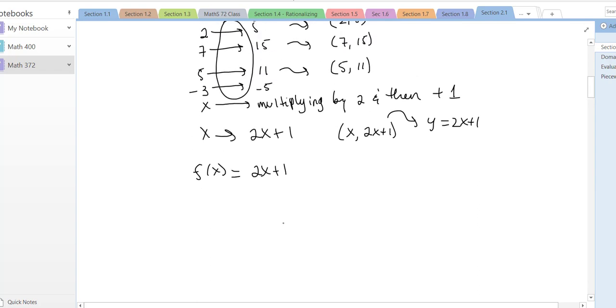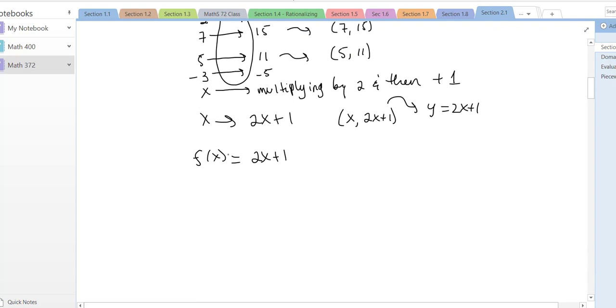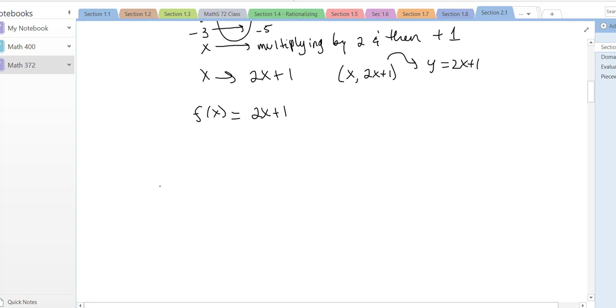Let's try another example. And at any point you can pause if you want to take notes. So let's try another function machine.